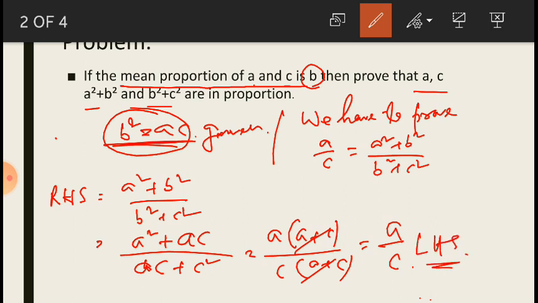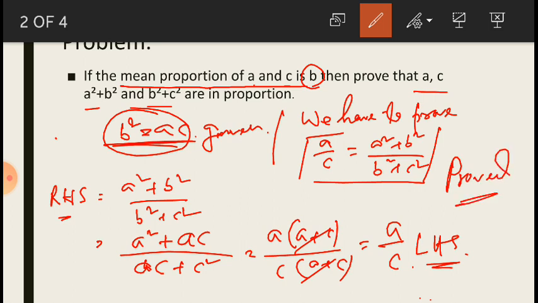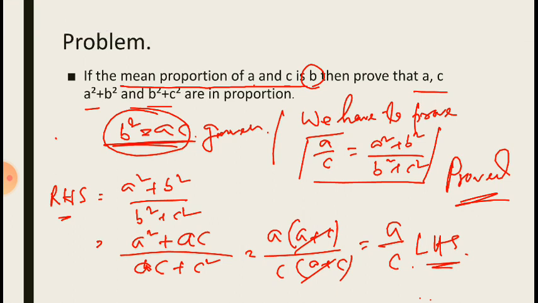Whenever we prove that left hand side equal to right hand side, that means we have proved this. So A, C, A square plus B square and B square plus C square are in proportion. That we have to prove here.